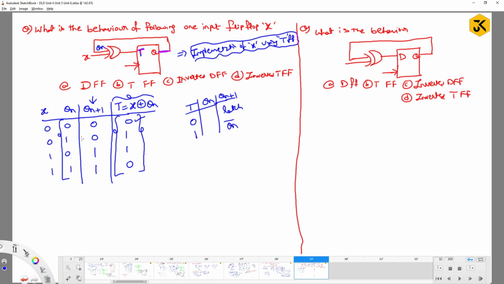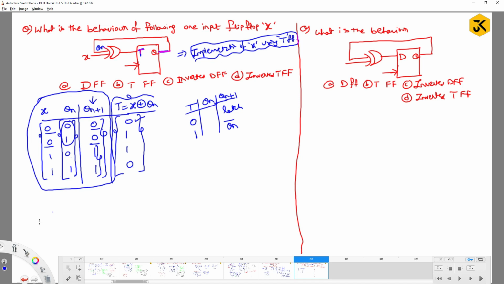But they are asking what kind of behavior this is. Behavior is defined by the characteristic table. Here, for the inputs of X and the present state values, it produces this next state. When X is 0, the output is 0, irrespective of Qn. When it is 1, it produces 1 for both.